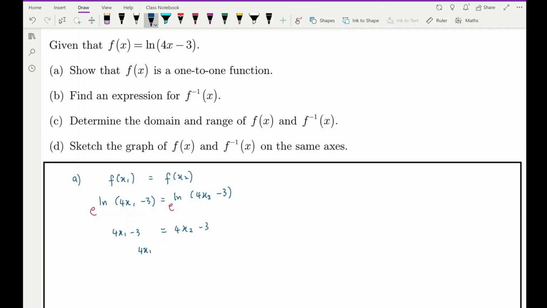And then we simplify, we can get minus 3 plus 3. So 4x1 equal to 4x2. And then we divide by 4. We can get x1 equal to x2. Therefore, f is a one-to-one function.